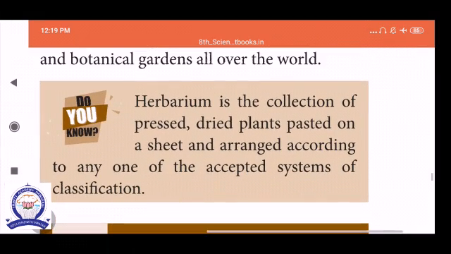Next, a 1 mark question: what is meant by herbarium? It may be asked for 1 mark or 2 marks. A herbarium is a collection of pressed, dried plants pasted on a sheet, which is very important, especially herbarium sheets, and arranged according to one of the accepted systems of classification. That is called a herbarium. This is a 2 mark question: what is meant by herbarium?